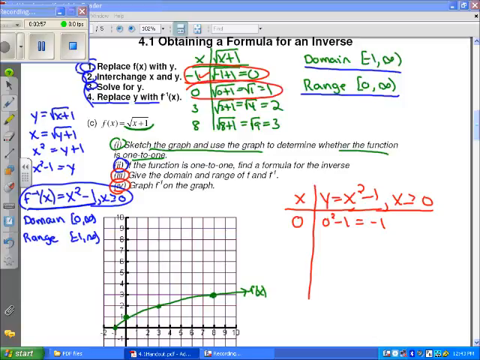The other one, instead of 0, 1, I'm going to put 1, 0. Instead of 3, 2, I'm going to put 2, 3. Instead of 8, 3, I'm going to have 3, 8. So let's go ahead and plot these points now. So the first point is 0, -1. Next point is 1, 0. The next point is 2, 3. And the last point that we have listed there is 3, 8.